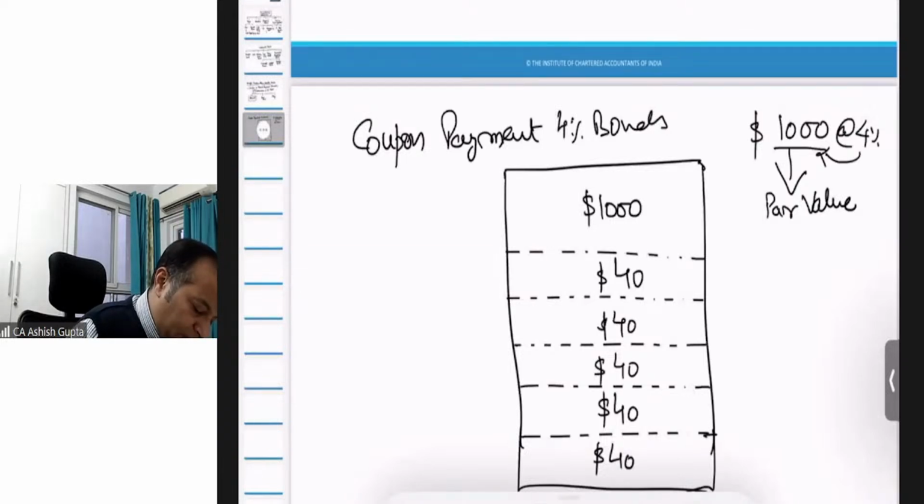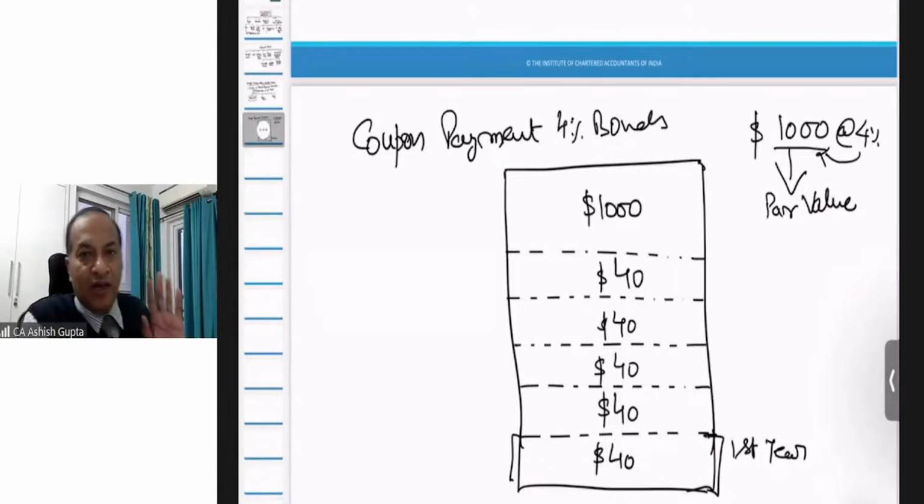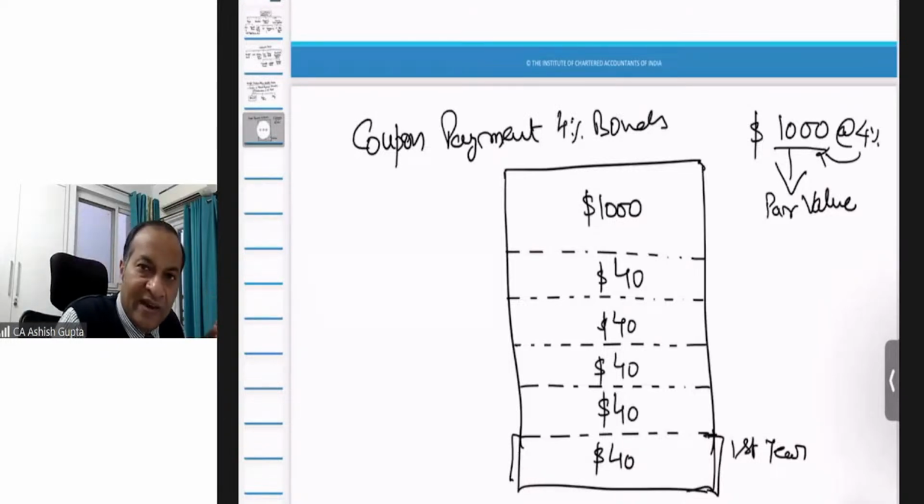Okay. So whenever, say, at the end of first year, this coupon is removed and sent to the company, and the company will give the money to the holder of the coupon. They will credit it in their bank account. Similarly, at the end of second year, this coupon is removed and sent to the company. So that's why it is called coupon.